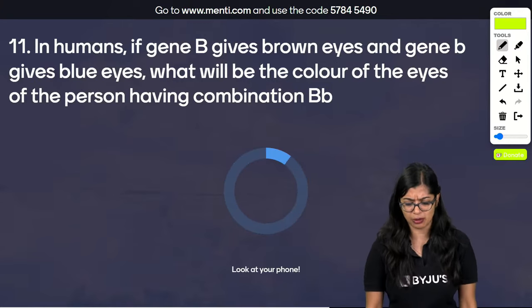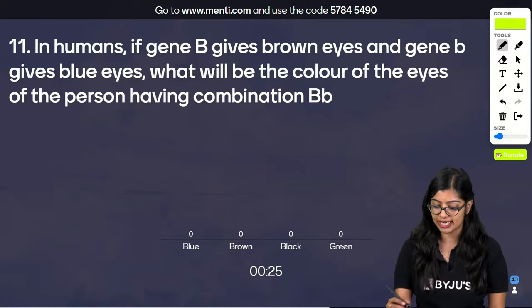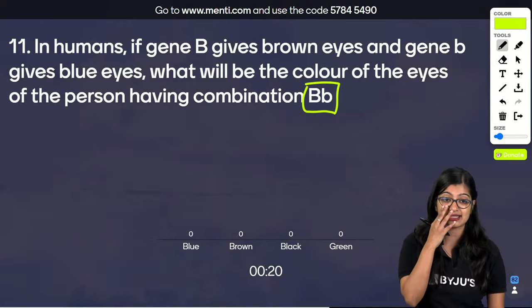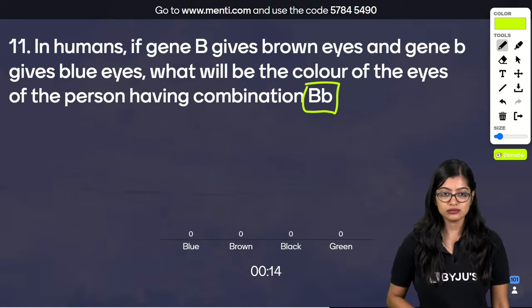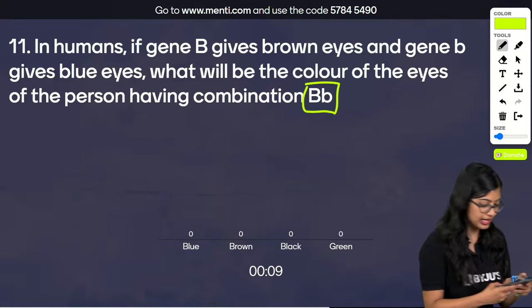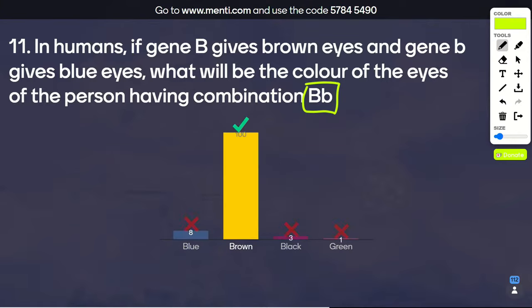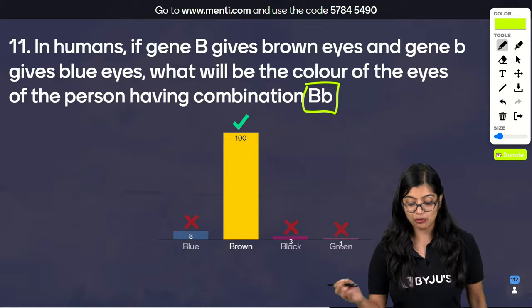In humans, if gene B gives brown eyes and gene b gives blue eyes, what will be the color of eyes of a person having the combination capital B, small b? Very easy question. Quickly, everybody, just give me one moment. All right, very good everyone. I can see that most of you have got it.